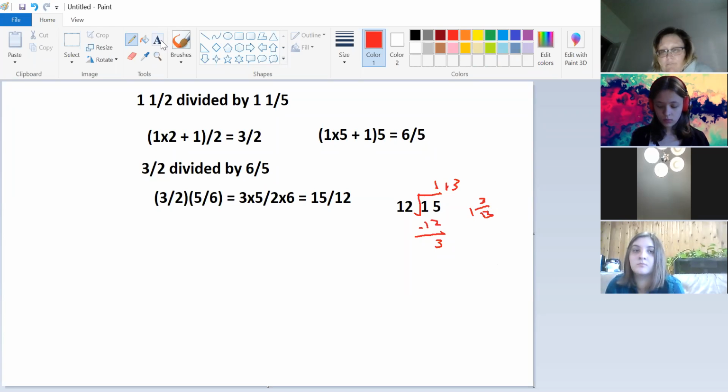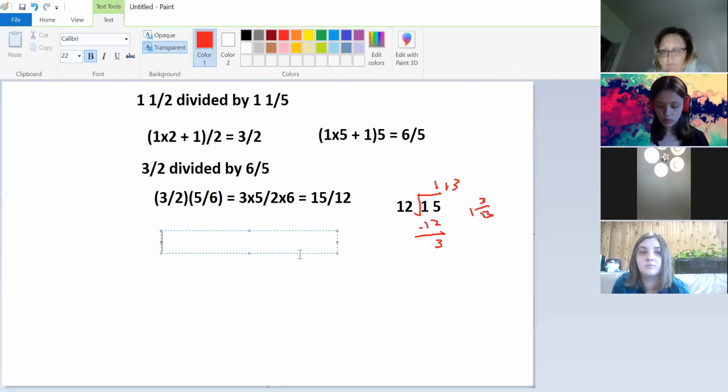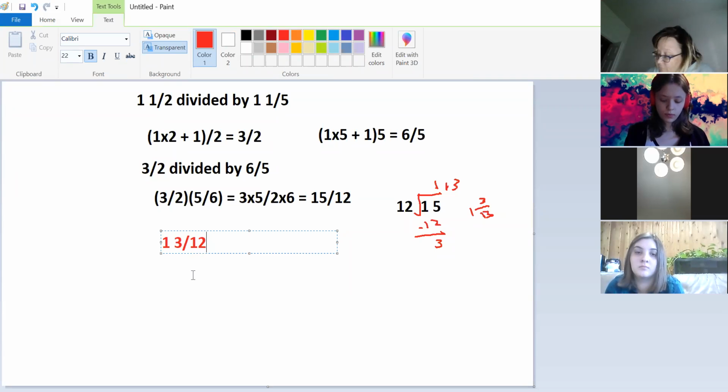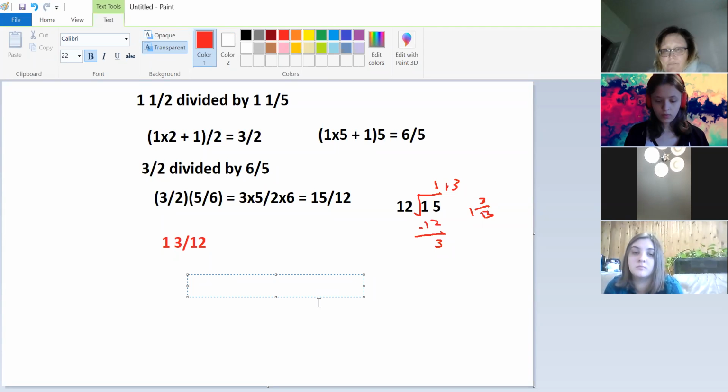So now we've got 1 and 3 over 12. Well, we don't want to leave it like that. We want to convert the 3/12 into as smallest a fraction as we can. We can do that by dividing the 3 and the 12 by 3, right? Because 3 will go into 12. So I'm just looking at the fraction part of it. It becomes 3 divided by 3. I have to divide the numerator by 3.